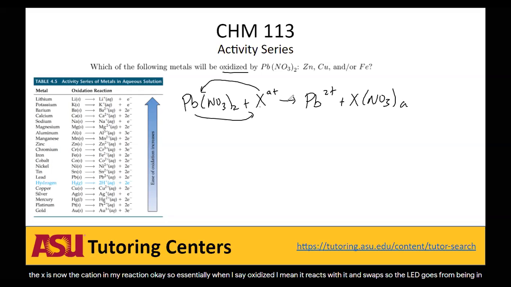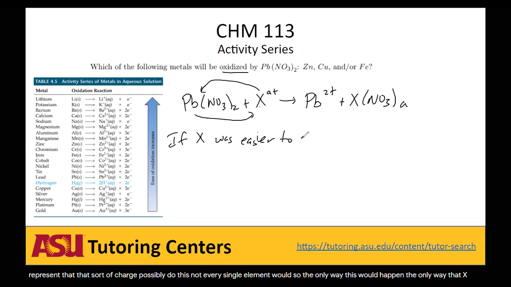I'm just using an arbitrary A here. It can be any number, because this is some arbitrary element, right? So its charge could be 1, 2, 3, 4, who knows? So I'm just using A to represent that charge. We're trying to see what elements would possibly do this. Not every single element would. The only way this would happen, the only way that X would kick out lead, is if X was easier to oxidize than lead.